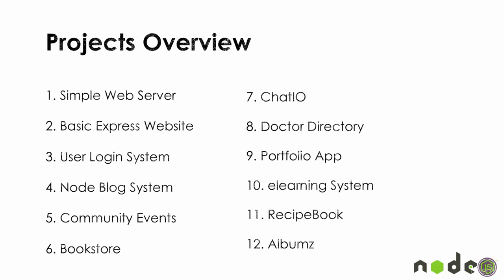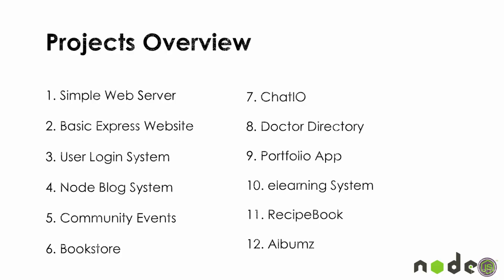And here's an overview of the projects. First, we'll have a simple web server. This will be very basic. We're going to take the sample code from the Node.js website and expand on that. Project 2 will be just a basic Express website where I can introduce Express to you. Project 3 will be a user login system using Passport. Section 4 will be a blog system.